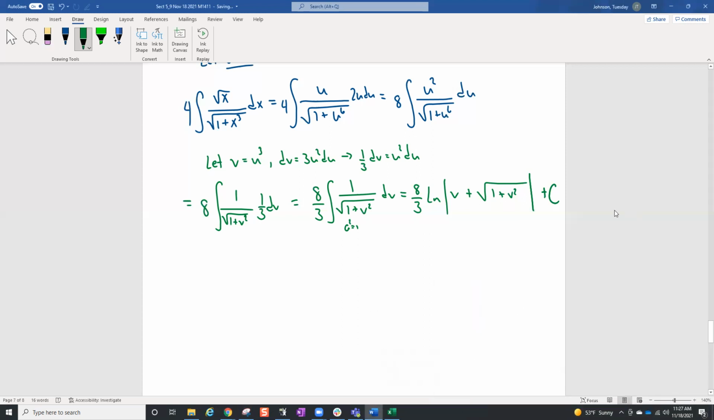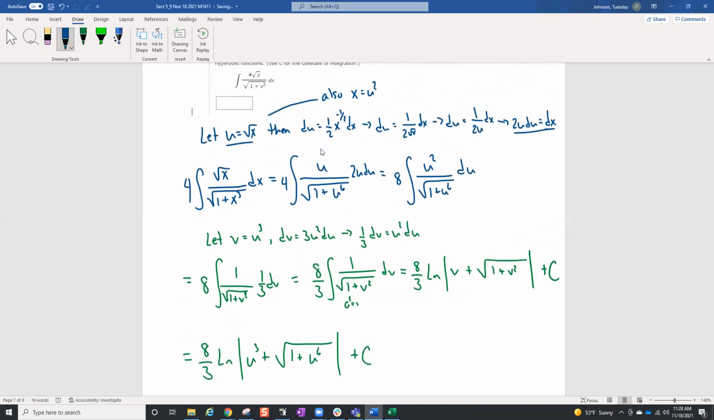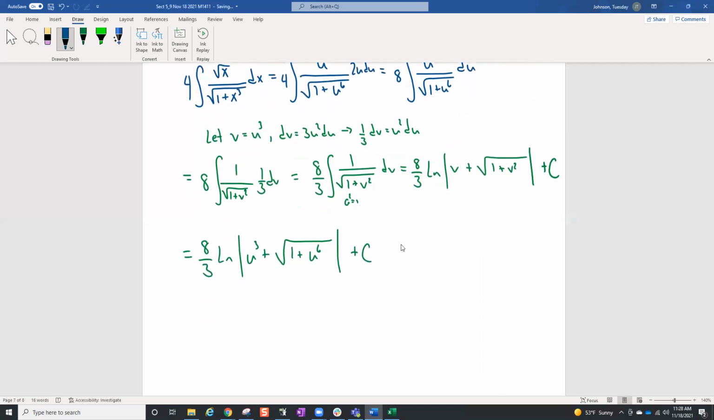But now I'm worried about this shutting off on me. So we're going to now reverse our substitution. We know exactly what v is. The natural log of v, which is u cubed, plus the square root of 1 plus, if v is u cubed, that's u to the 6th. But we know exactly what u is also. u is the square root of x.